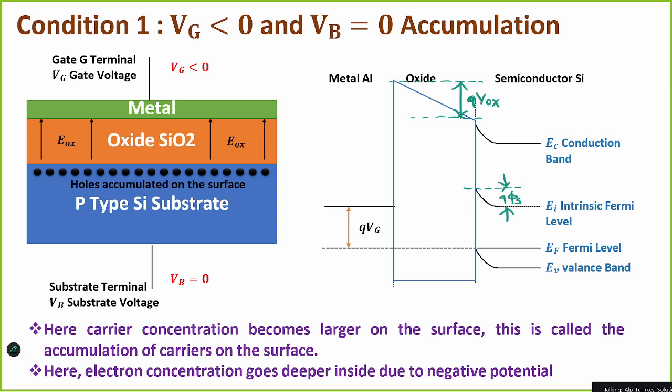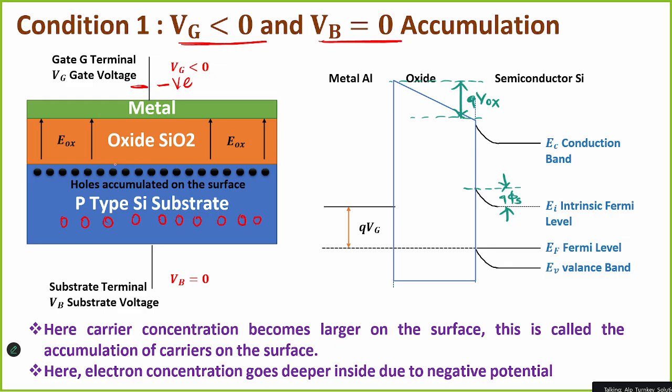So if you see, accumulation means here when Vg is less than zero and Vb equal to zero, what happens? Here you are applying Vg less than zero, which means you are applying negative voltage. So what happens here? What are the majority carriers in p-type substrate? Holes.